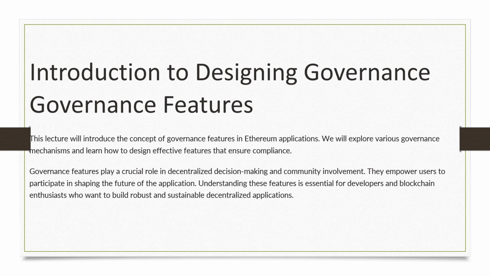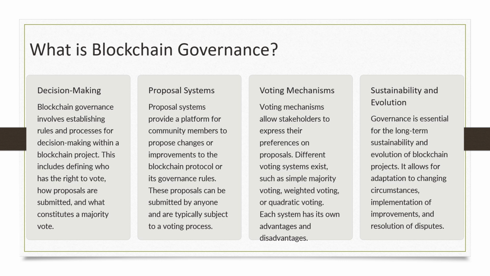So let's move ahead. Blockchain governance involves establishing rules and processes for decision making within a blockchain project. Key elements include defining who has the right to vote, how proposals are submitted, and what constitutes a majority vote. Governance is essential for the sustainability and evolution of blockchain projects, allowing them to adapt to changes and resolve disputes.